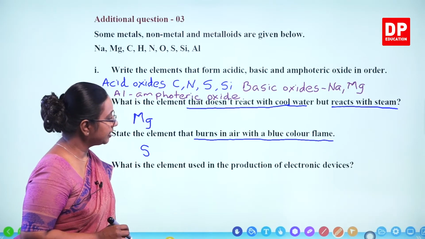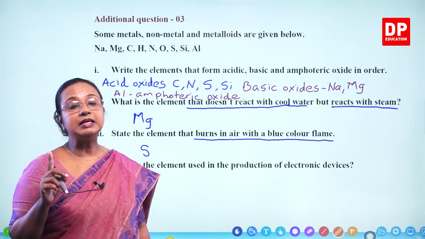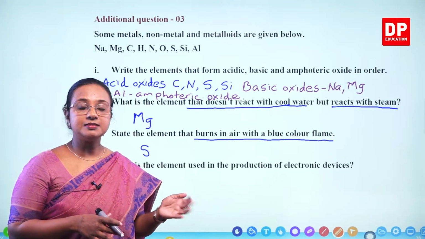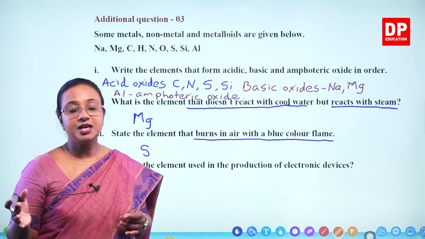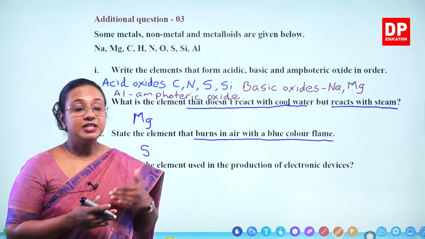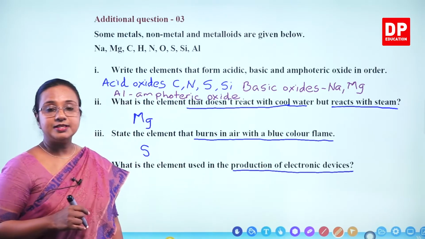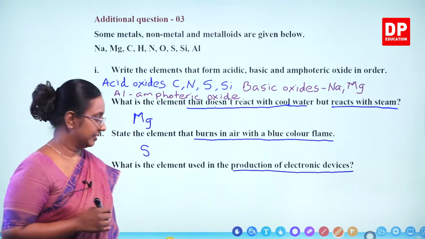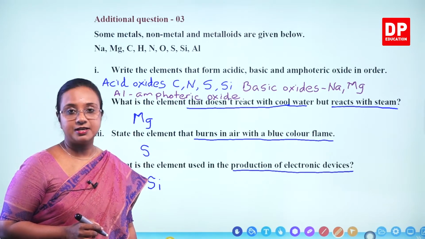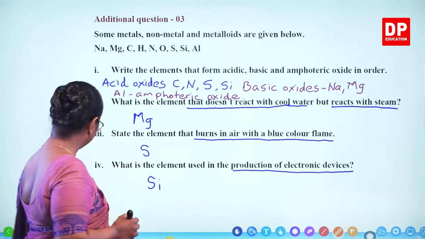What is the element used in the production of electronic devices? Electronic devices, it has to be a semiconductor. Semi means partially conducting ability. So, metals are good conductors, non-metals are not conductors of electricity, whereas the metalloids can conduct electricity well under certain conditions. So, these become very useful in the production of electronic devices. So, what is the metalloid here? Silicon. Yes. So, silicon is the element that is very useful in the production of electronic devices. So, those are the elements relevant to these questions. Now, we will get on to the next one.